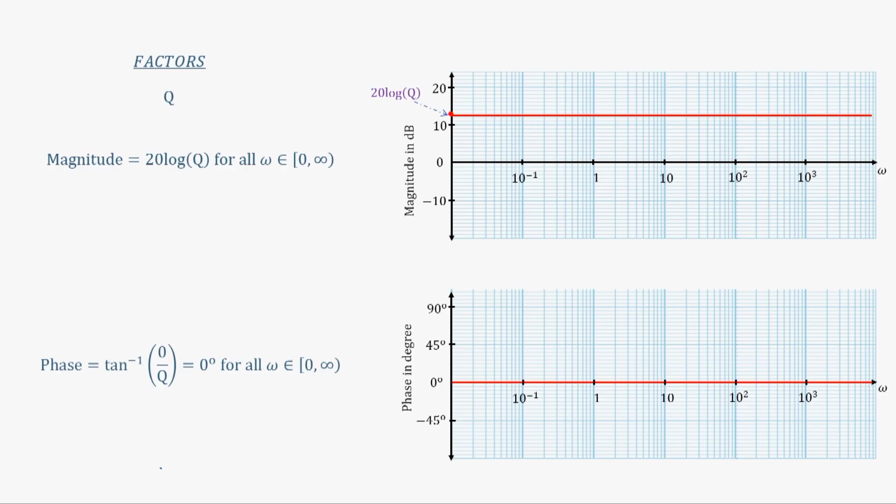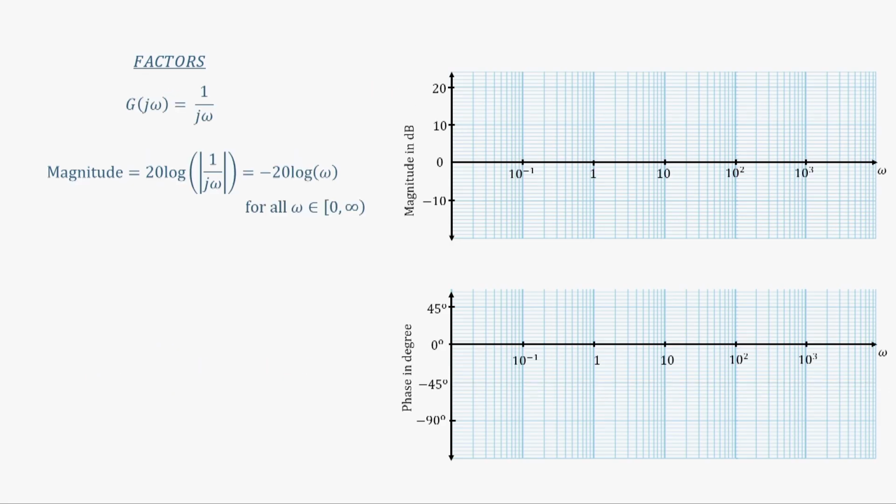Okay. So, this will be our plot. As we go ahead, we have G(j omega) equal to 1 by j omega. You can again find out the magnitude. This is the second factor, 1 by s. 1 by s will get replaced by 1 by j omega. The magnitude will be 20 log of magnitude of 1 by j omega, which is nothing but minus 20 log of omega.